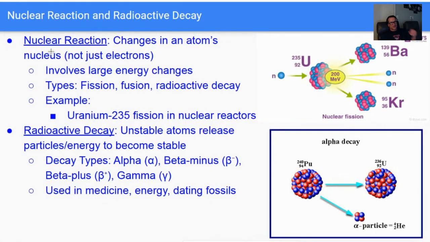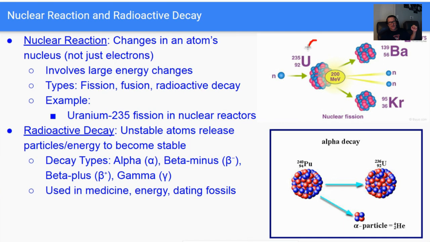So we've got nuclear reactions and then the different types of radioactive decay, and we'll be done. A nuclear reaction is changes in an atom's nucleus, so not just the electrons. Usually when we're talking about chemical bonding and chemical reactions, we're talking about the electrons, because those are what interact with other atoms to make new compounds. But a nuclear reaction changes the nucleus of an atom.